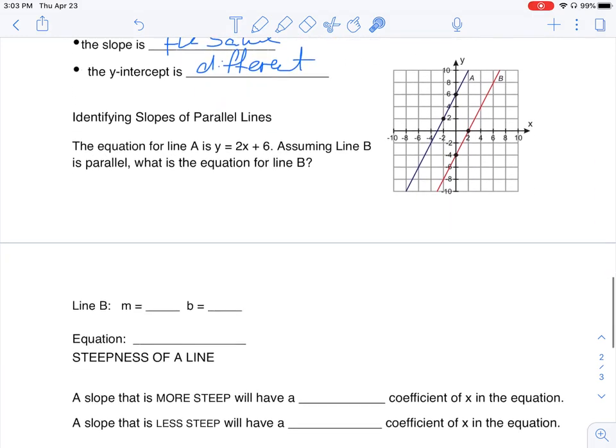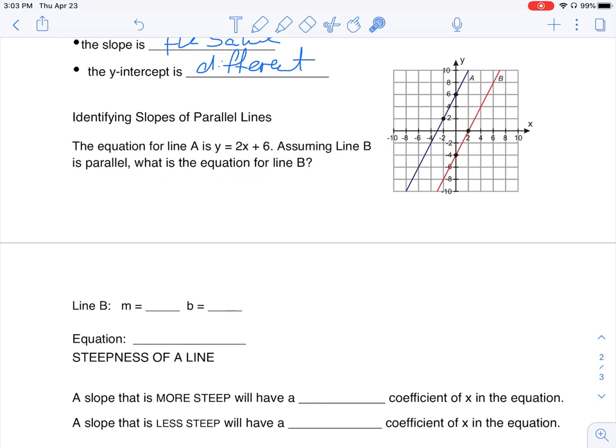So for identifying slopes of parallel lines, the equation for line A is y equals 2x plus 6. Assuming line B is parallel, what is the equation for line B? So this is line A, which gives us the equation y equals 2x plus 6. Assuming line B is parallel, what is the equation for line B?